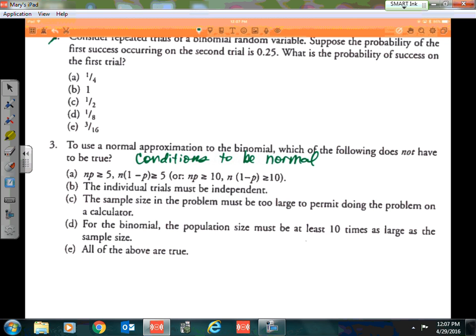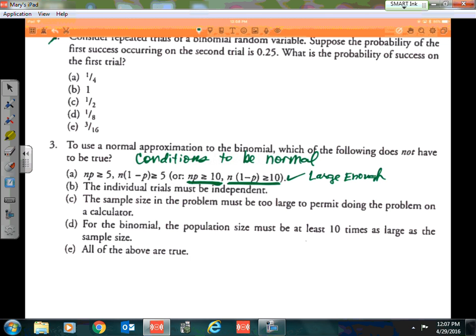A says, and this is the one that we use, n times p is greater than or equal to 10. That's your successes. And n times 1 minus p is greater than or equal to 10. That's your failures for proportions. Is that one of our conditions for normality? Yes, it is. So that one's done. That's our large enough condition that we use.